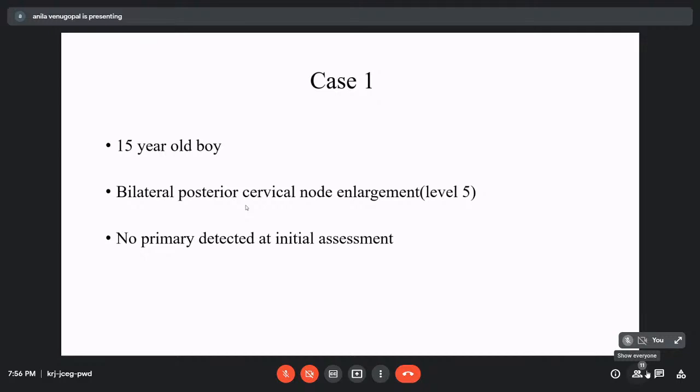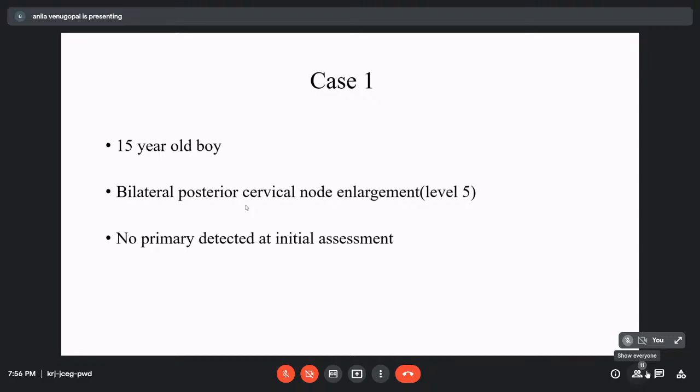So now we'll go to the cases that I have put up. This was a 15-year-old boy who had presented with bilateral posterior cervical node enlargement. Initial clinical assessment did not reveal any primary, and clinically they were suspecting lymphoma. For this 15-year-old child with bilateral posterior cervical nodes, they did an excision biopsy.